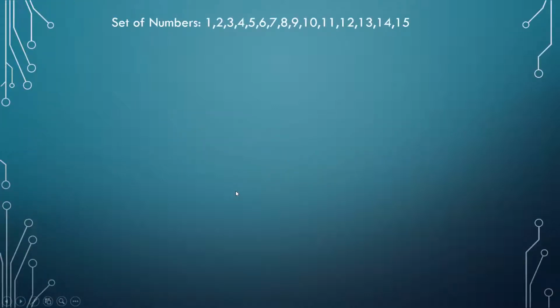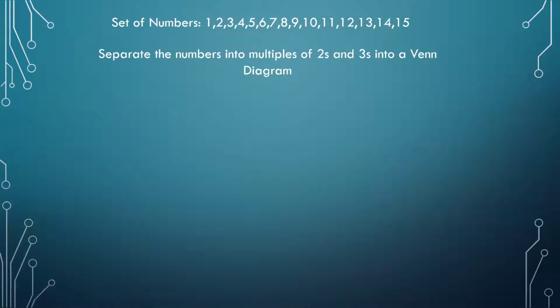So first, we got a set of numbers, and I just chose to use 1 through 15. Now we're going to separate our sets into multiples of 2s and 3s, and we're going to separate that off into a Venn diagram. So what should we do first when we know how we're going to divide our set of numbers? Well, first we should figure out which category each number falls into.